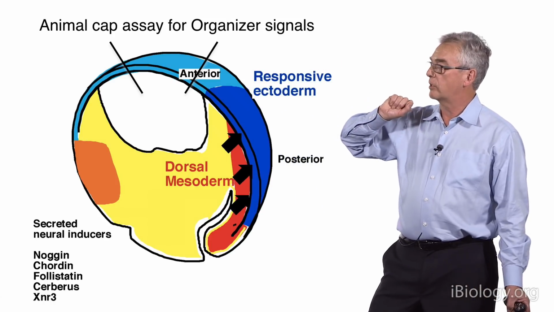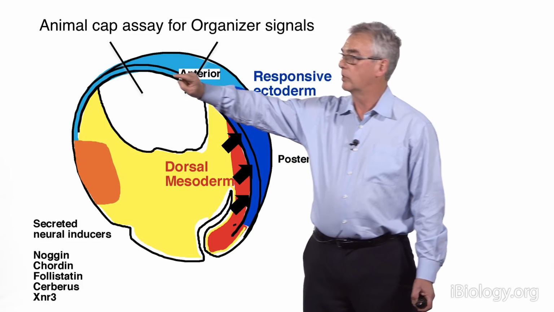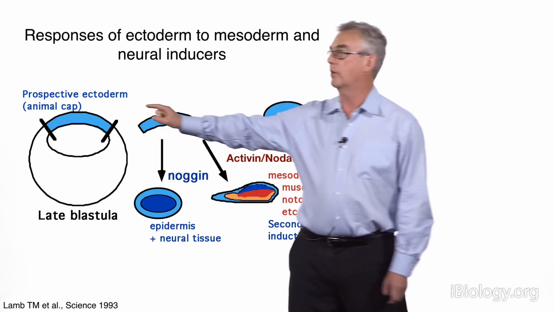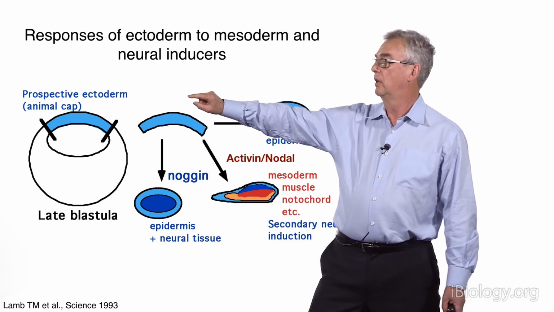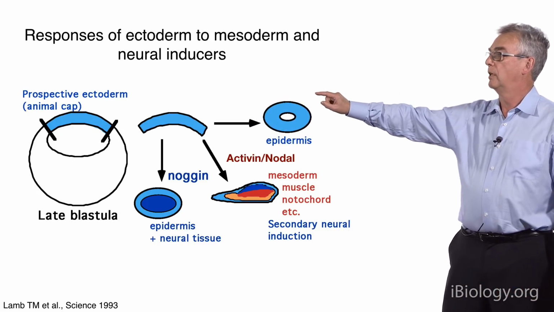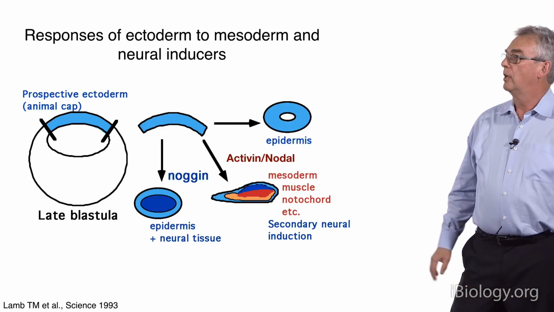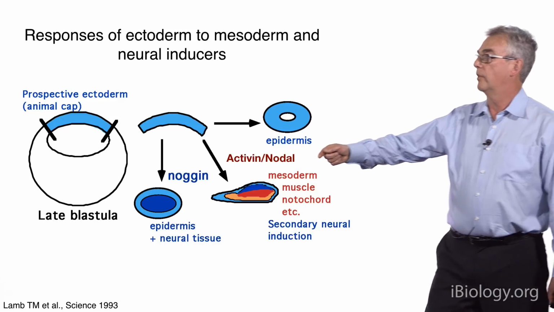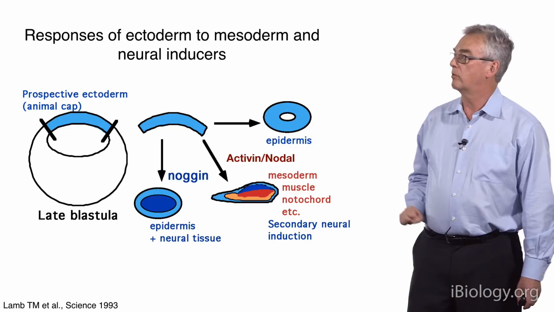So now we can replace the graft of organizer by soaking this tissue in noggin protein. And so this is a schematic which we can do in the late blastula or the gastrula, where we take this prospective ectoderm off into culture. And normally it just makes a hollow ball of epidermis when left alone. As I mentioned before, with activin or nodal, you get a complex induction of dorsal mesodermal cell types, and those in turn can secondarily induce neural tissue, but the induction is not direct.